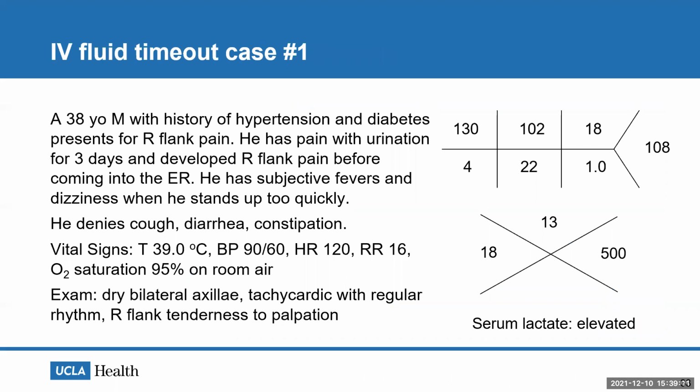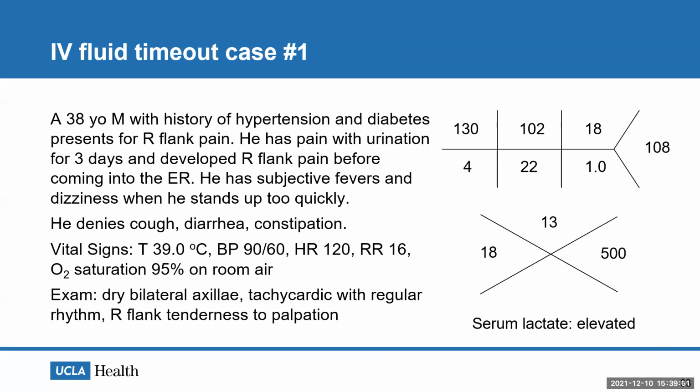We have a 38-year-old male with a history of hypertension and diabetes coming in for right flank pain. He's had pain with urination for 3 days and then developed right flank pain right before coming into the ER. He has subjective fevers and dizziness when he stands up too quickly. Denies cough, diarrhea, constipation. Temp of 39, blood pressure 90/60, heart rate of 120, respiratory rate of 16, sat 95% on room air. He has dry bilateral axillae, tachycardic with regular rhythm, right flank tenderness to palpation. His potassium is 4, his creatinine is 1, his white count appears to be high, 18, and his serum lactate is elevated.